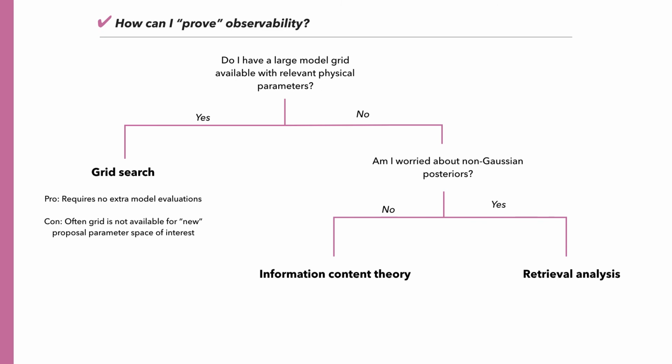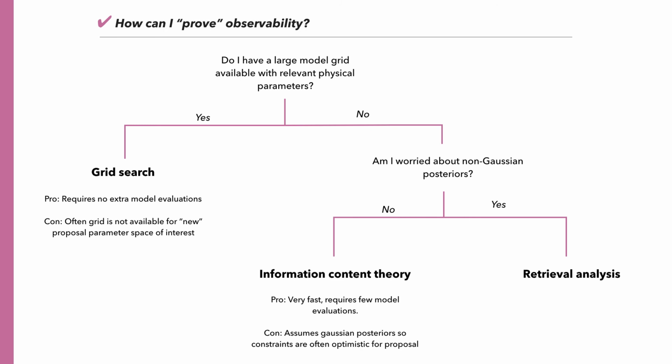So if you don't have a grid, the next question to ask yourself is if you are worried about non-Gaussian posteriors. So this could be things like degenerate solutions or being able to only achieve upper limits. If you're not worried about those things, then information content theory is usually the way to go. It's super fast and requires very few model evaluations.